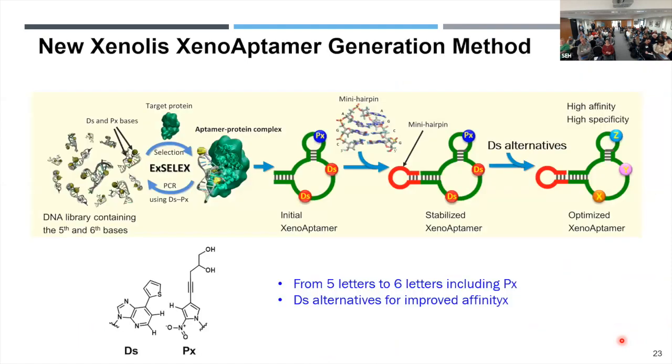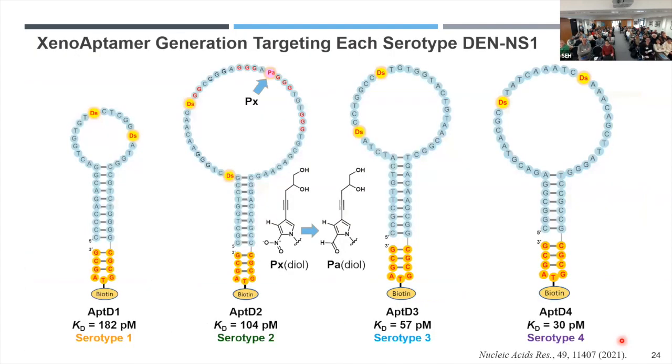So another problem, not a problem. Currently we perform the five-letter aptamer generation method. Previously I introduced the dengue serotype NS1 aptamer selection. In the case of serotype 2, we found the PX also very important to interact with the target proteins. So this data encouraged us to develop a six-letter DNA aptamer generation method instead of five letters.